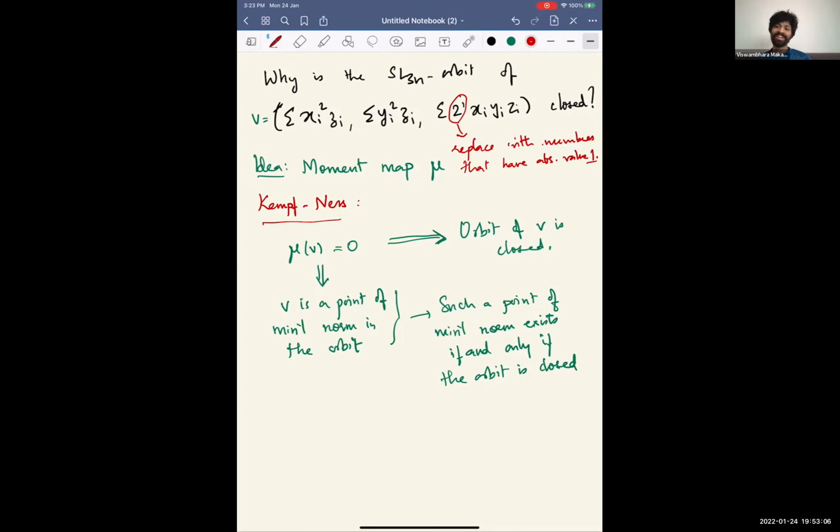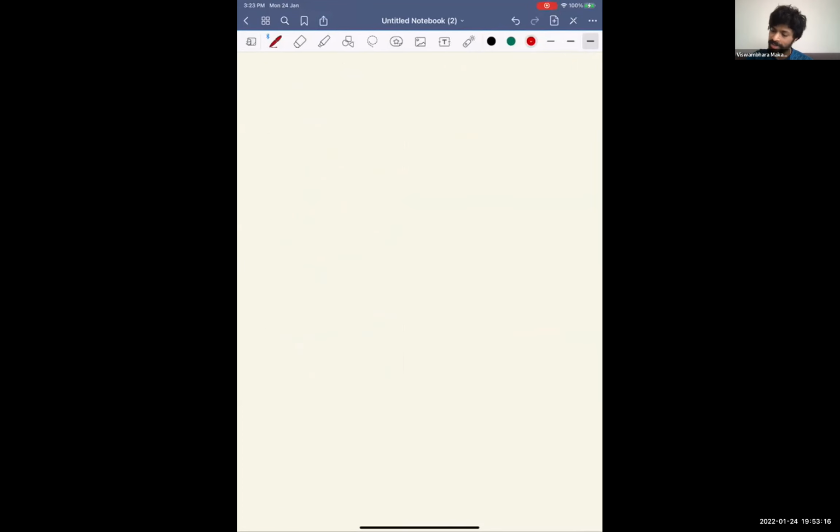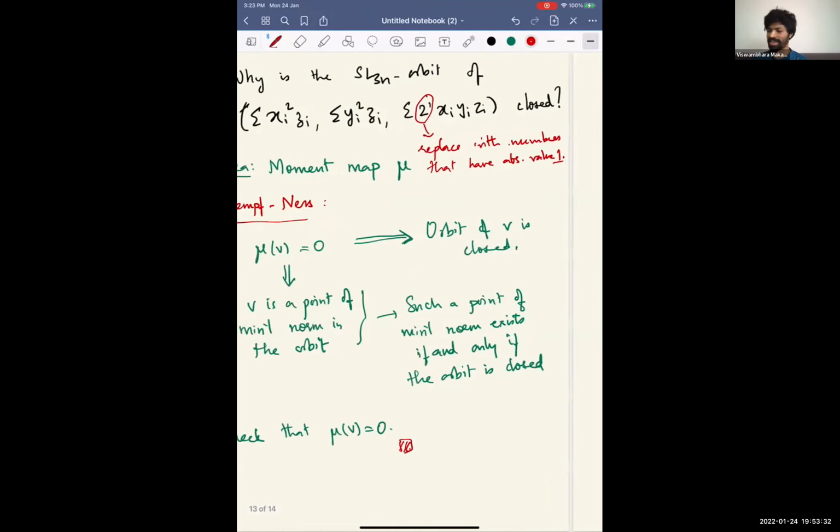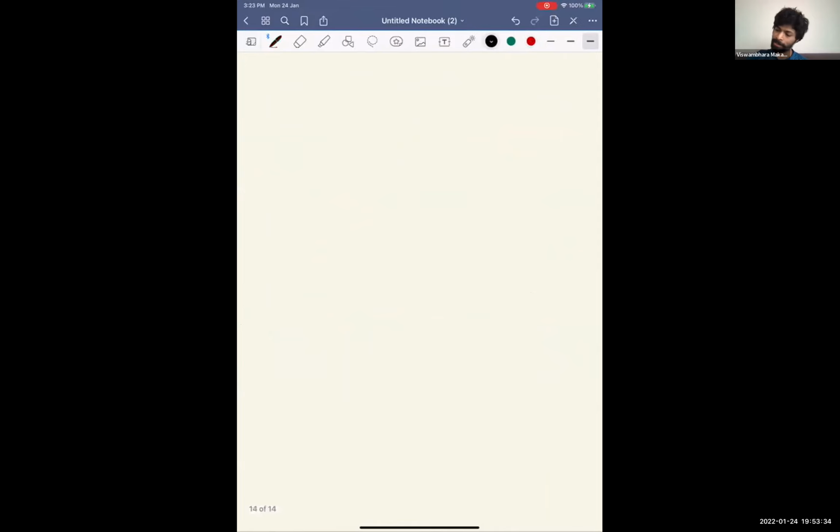So concretely though, how do you write down the moment map? It's not that simple to write down the moment map and try and make it work out. So concretely, let me just write this down precisely. Basically, check that mu of v, this moment map, is 0. That's basically the end of that proof. But now let me tell you how exactly to check the moment map is 0.